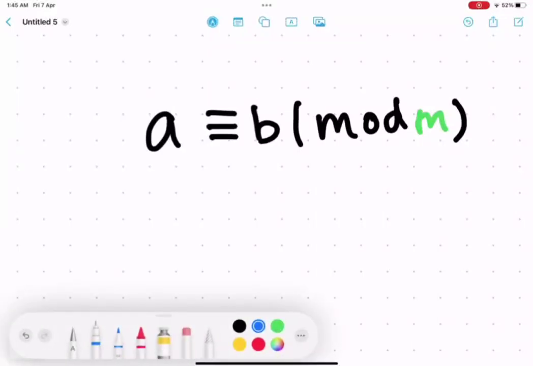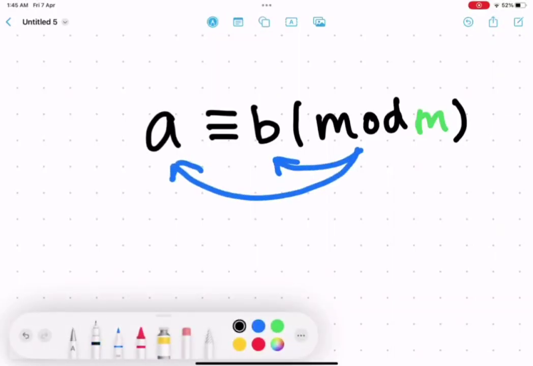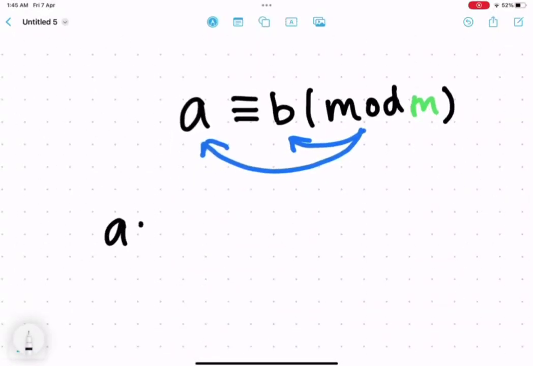What does it actually mean? Modulo m, modulo is actually the remainder after division. Modulo m is relevant to both a and b. You might write it like a modulo m is equal to b modulo m.